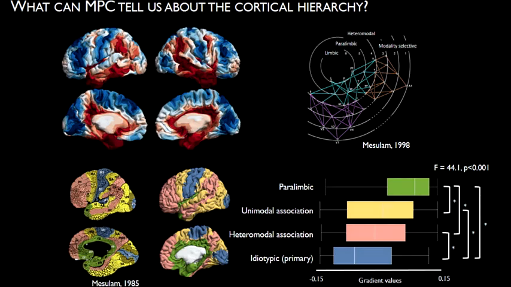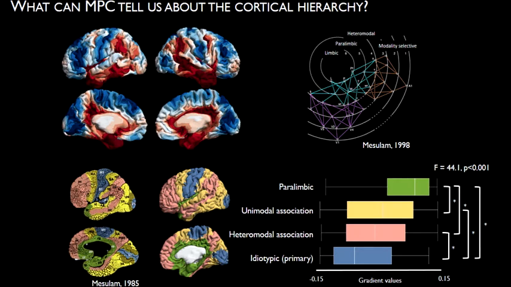And what I found really striking was it reminded me of this beautiful atlas made by Mesulam from 1985, which shows laminar differentiation. He delineated in blue there the idiotypic primary areas, which have this very clear 6-layer structure. Then you have the association areas in pink and yellow, and then right at the top are these paralimbic areas, which are more dysgranular.